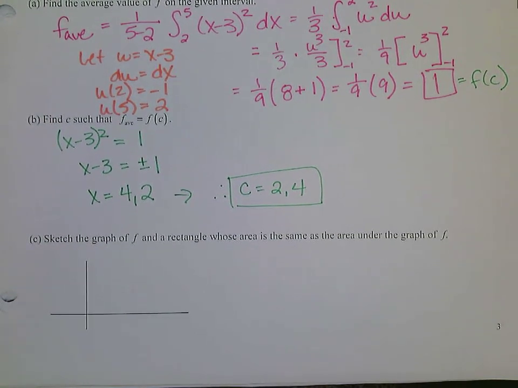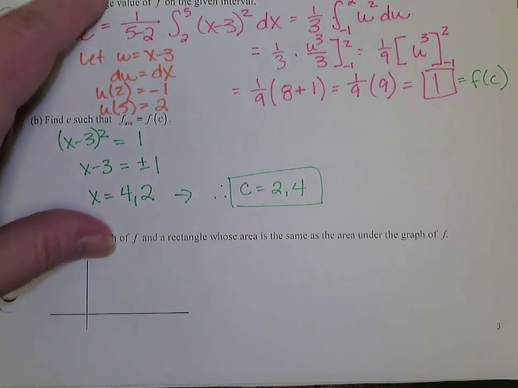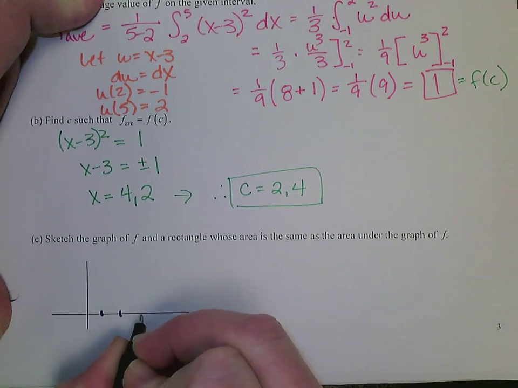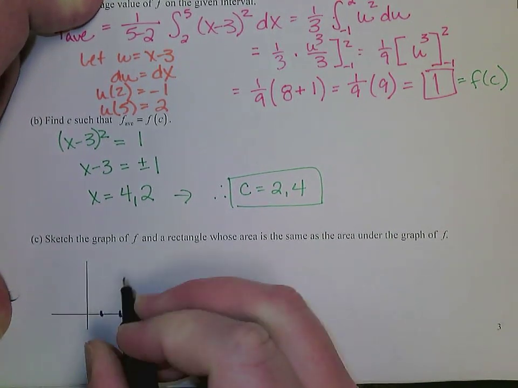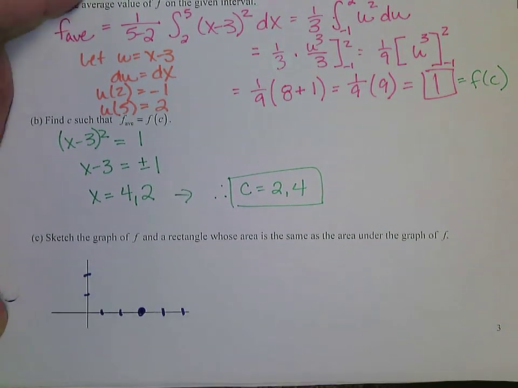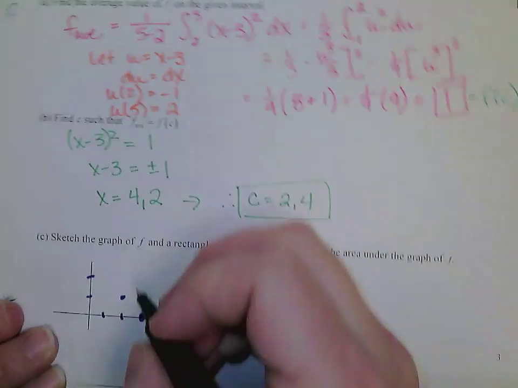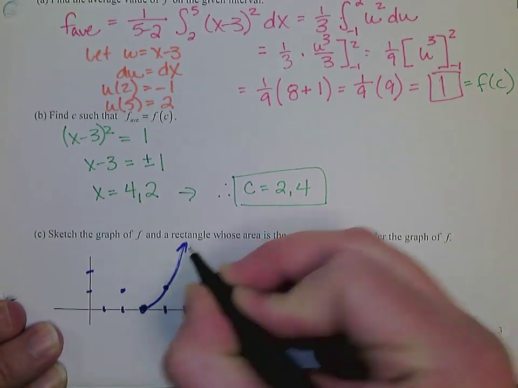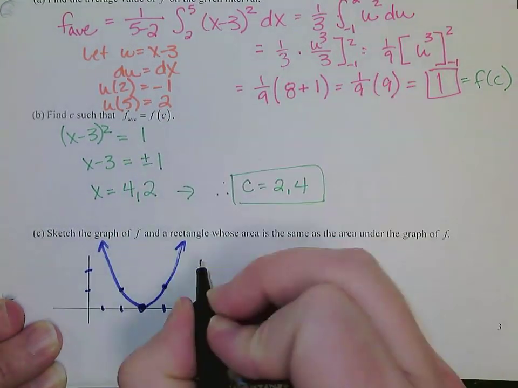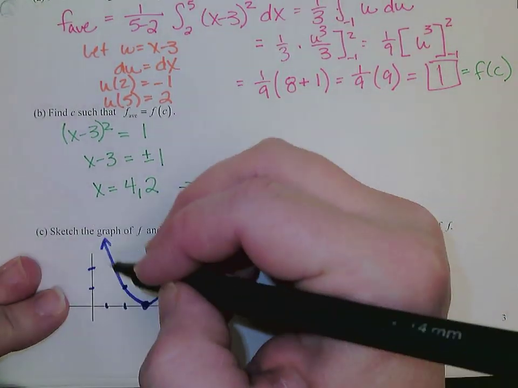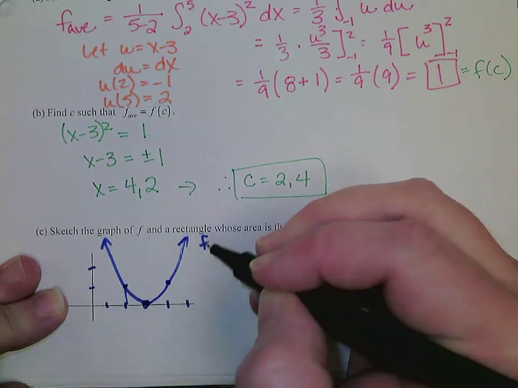Okay. Part C says, now sketch the graph of f and that perfect rectangle whose area is the same as the area under the graph of f. So we know that this is a parabola with a vertex at 3, 0. We'd have a point here and here, and our function looks something like that. And we're only interested in the closed interval from 2 to 5.